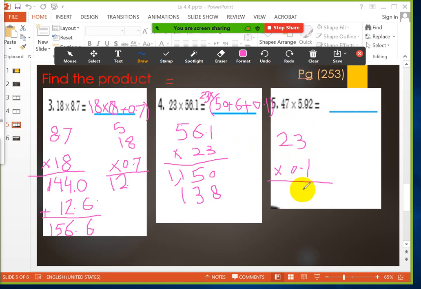0.1. I will multiply 1 with 23 like there is no decimal point. 1 multiply 23 equals 23, right? What about the decimal point? I have only one digit after the decimal point. That means I have to move the decimal point only one digit. So it will be here, and I have to move it right here. So the number becomes 2.3.